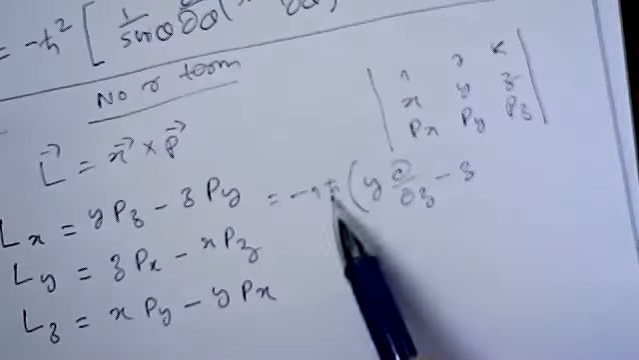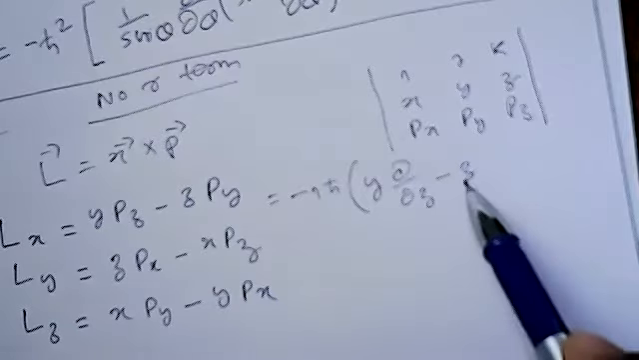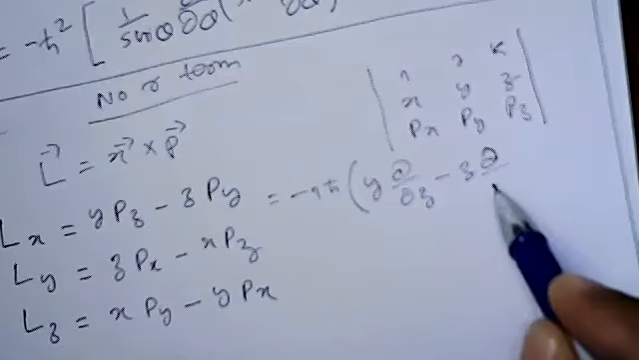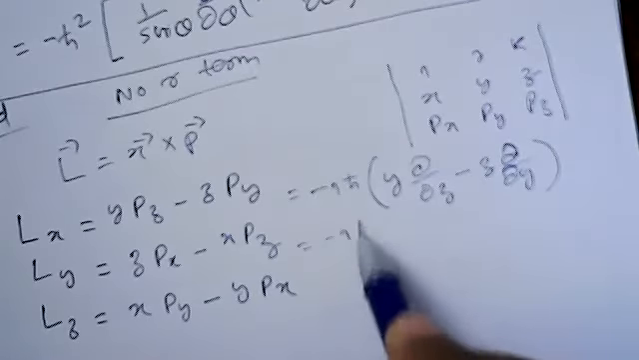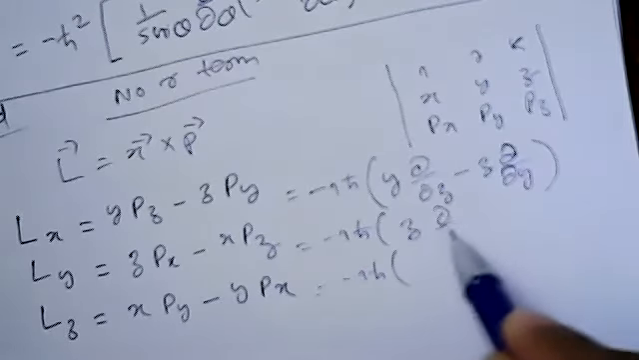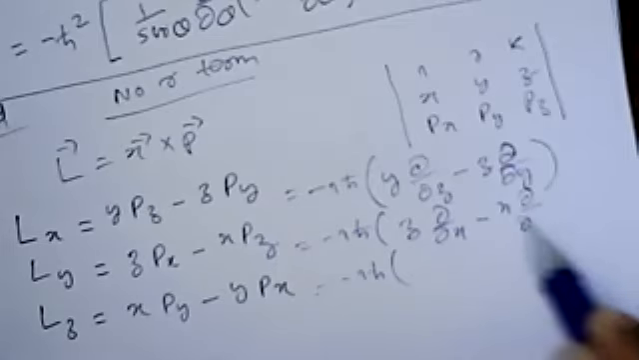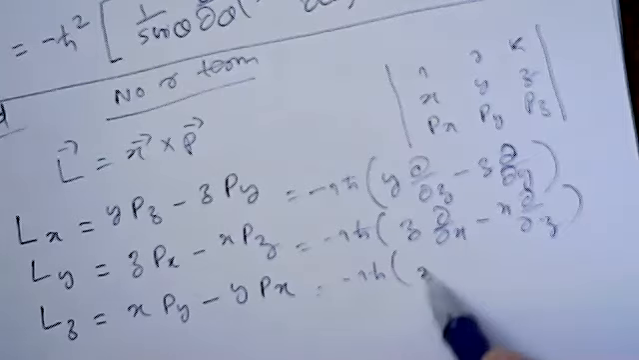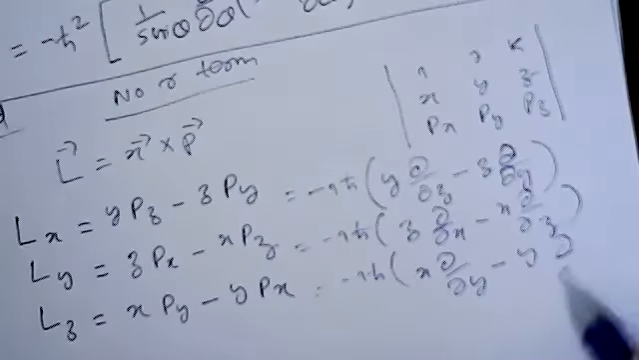So I think that is clear. Minus iħ y ∂/∂z minus z p_y is minus iħ ∂/∂y. Similarly, you can write these L_y and L_z as minus iħ, z into ∂/∂x minus x into ∂/∂z. Then L_z is x ∂/∂y minus y ∂/∂x.